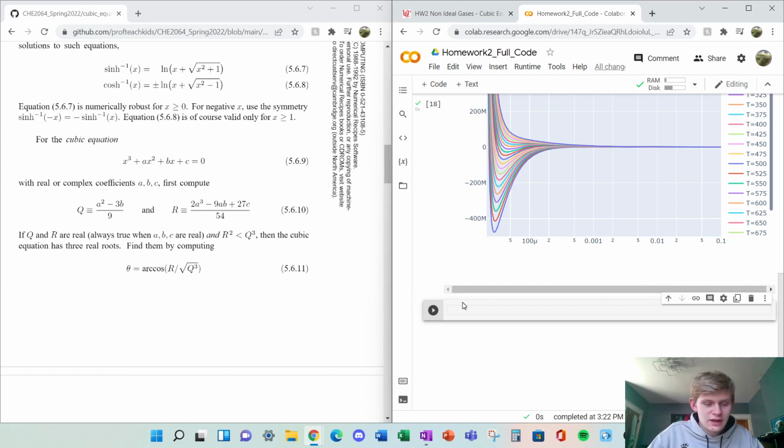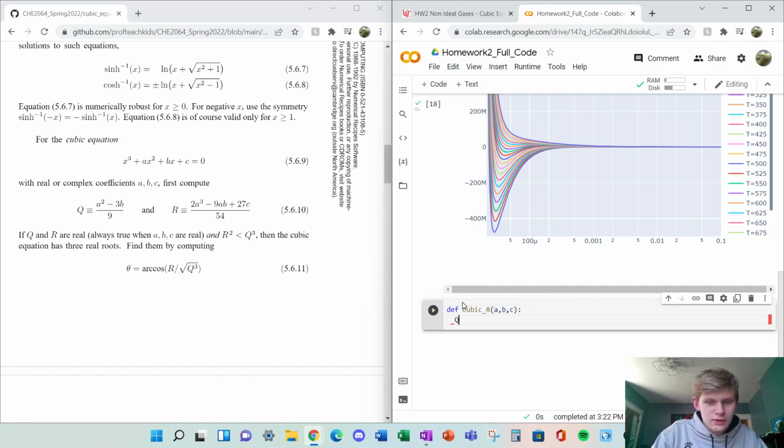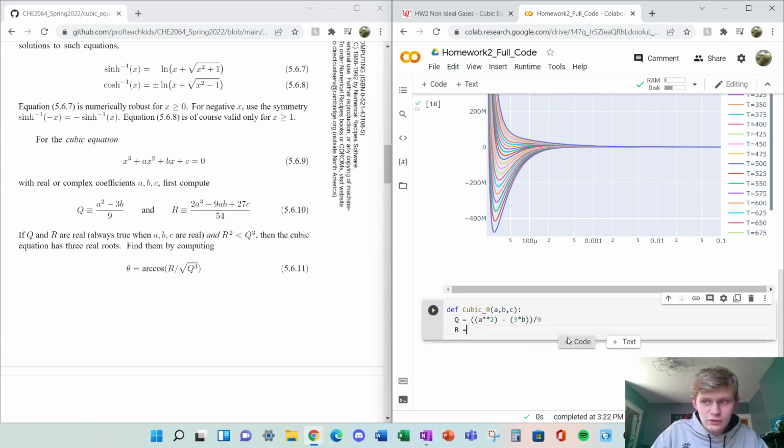So we'll define this as such. We'll define cubic roots. We'll just set that as an r value and do a, b, c. And there we will set our q value as, since we need to encase this all and divide it by 9, a squared minus 3 times b, and then have that whole equation divided by 9. Our r value will be equal to this whole equation up here.